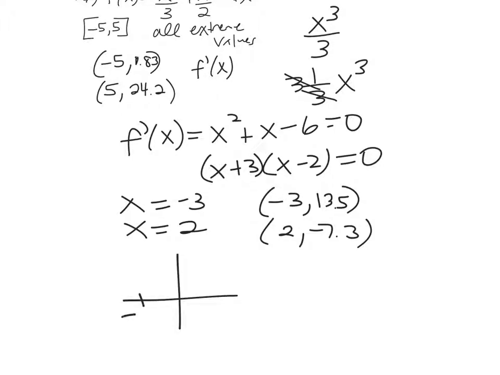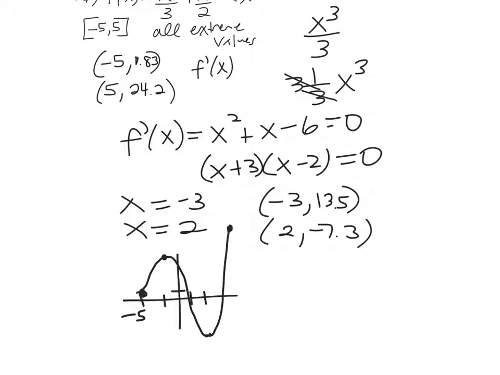So at -5, I'm at 0.83. That's right around here. My next point that I'm looking at is -3. I'm up here at 13.5. My next point of interest is down here at -7. And then my last point is up here at 24. So the graph that I'm looking at looks like that with endpoints.